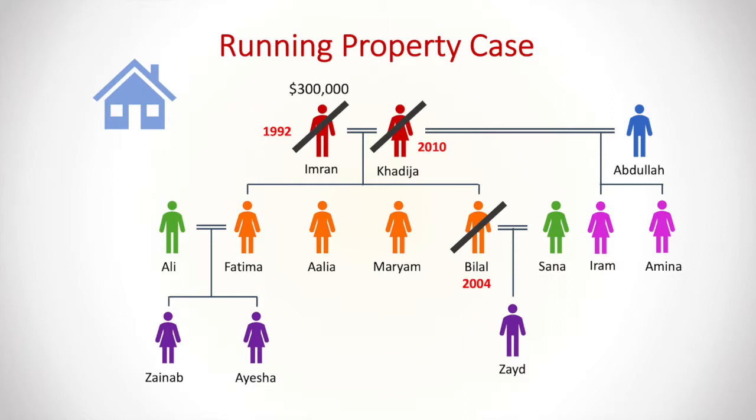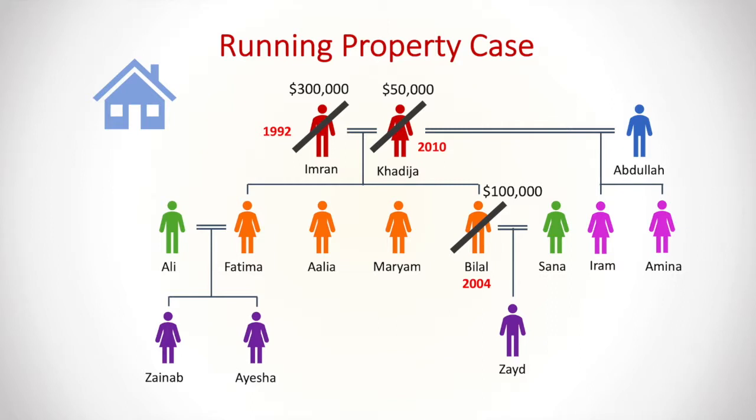They look at the value of the property as of today, at the time of distribution, which is what they need to do. So Imran's property, which was the house and some other stuff, had a worth of $300,000. Bilal's property, in addition to what he would have inherited from Imran, is $100,000, and Khadija had $50,000. So the total would be $450,000 of property, but distributed in different stages and to different people. So let's start this case.